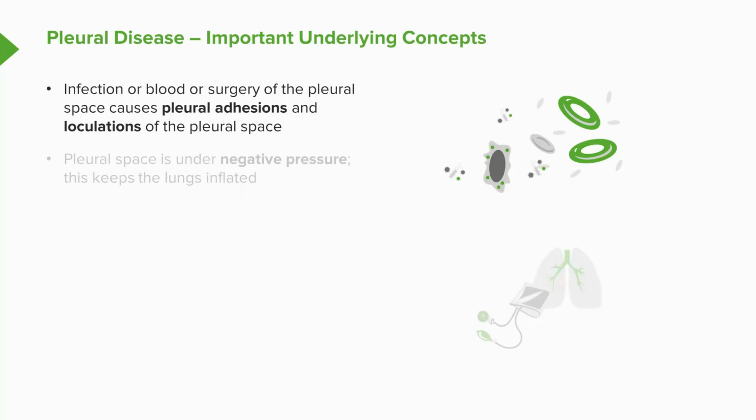However, if you get an infection in the pleural space or a hemothorax, that is blood in the pleural space, or a surgeon has done some pleural surgery, then you get adhesions forming between the visceral and the parietal pleura. And that can cause loculations of the pleural space, divisions, and that will make the X-ray appearances of a pleural fluid or a pneumothorax quite different. The other basic concept is that the pleural space is under negative pressure, and this keeps the lungs inflated. And that means that when you get a pneumothorax, the lung will collapse.